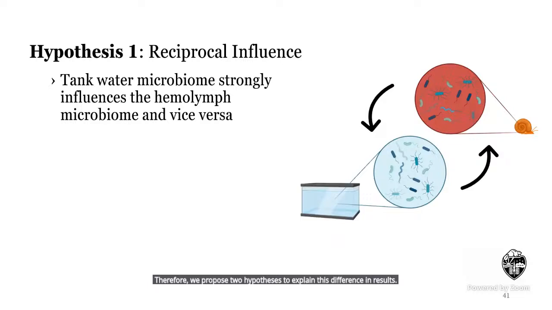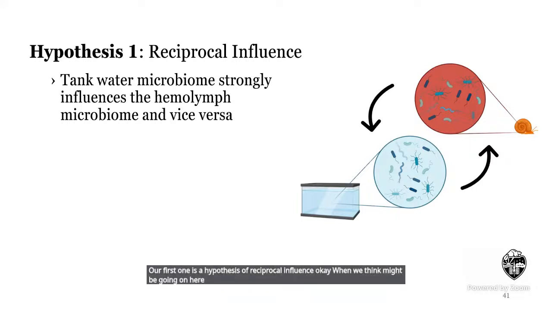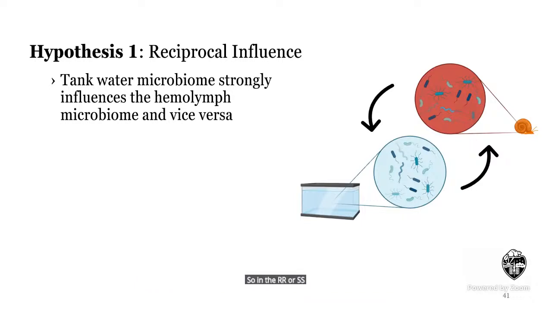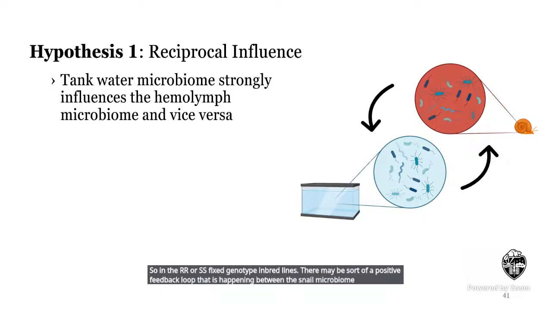Our first one is a hypothesis of reciprocal influence. What we think might be going on here is that the tank water microbiome may be strongly influencing the hemolymph microbiome and vice versa. So in the RR or SS fixed genotype inbred lines, there may be a positive feedback loop happening between the snail microbiome and the snail water microbiome that reinforces the genotype effect. And this permits the genotype-specific microbiomes to be detected.